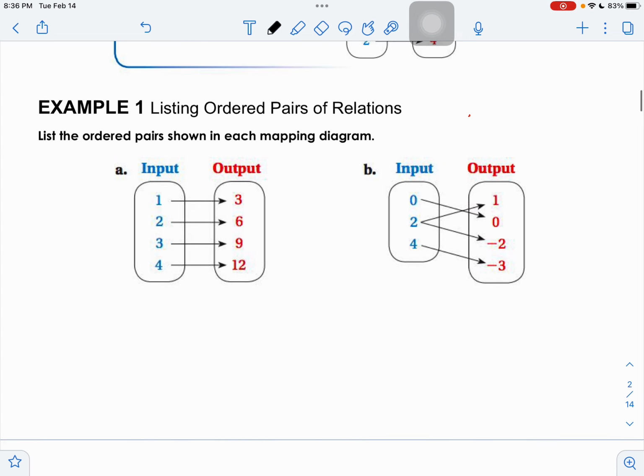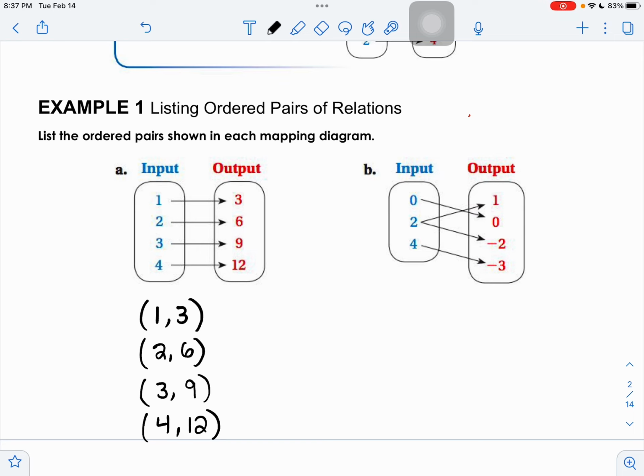So let's look at some examples here. We are starting with a mapping diagram, and they ask us to list the ordered pairs shown. If I were listing the ordered pairs for this first one, 1 is paired with 3, 2 is paired with 6, 3 is paired with 9, and 4 is paired with 12.